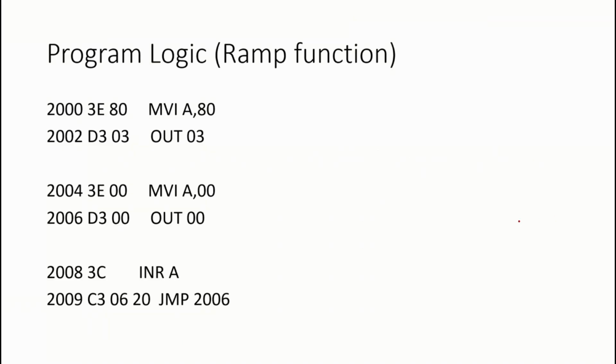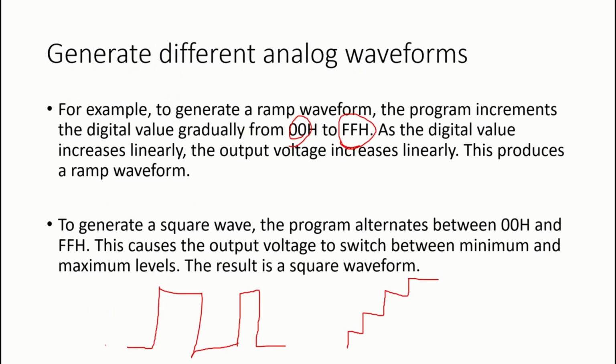So now we look at the program logic of the ramp function. The first step is MVI A, 80H. It is to configure the programmable peripheral interface. This loads the accumulator with the value 80H, which represents the control word for the 8255. And this configures the 8255 in mode 0, which is the basic input or output mode. In this configuration, the ports simply behave as digital input or output ports without any interrupt features.